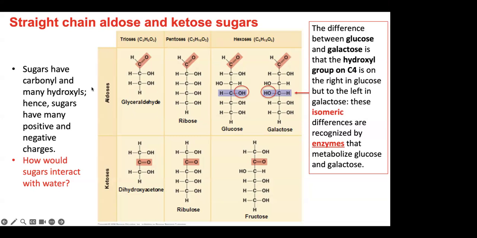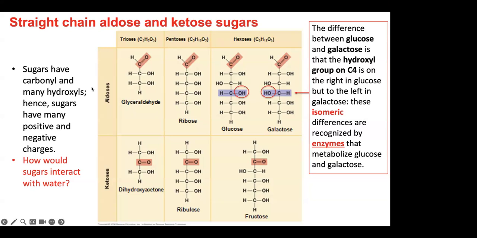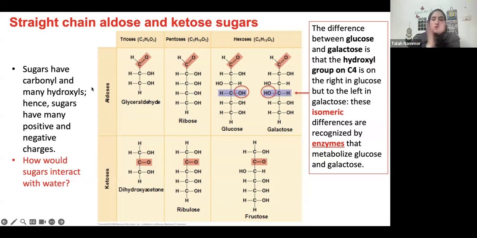There are different types of isomers, but I want to know what an isomer is. Same molecular formula, but they might have a different structure or different function. Okay, perfect. So if someone gave you C6H12O6, you can think of either glucose or galactose, right?